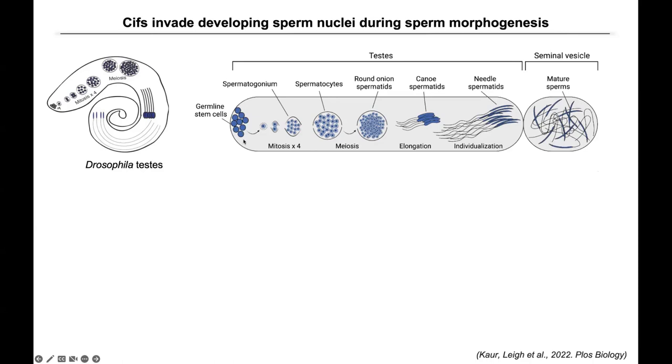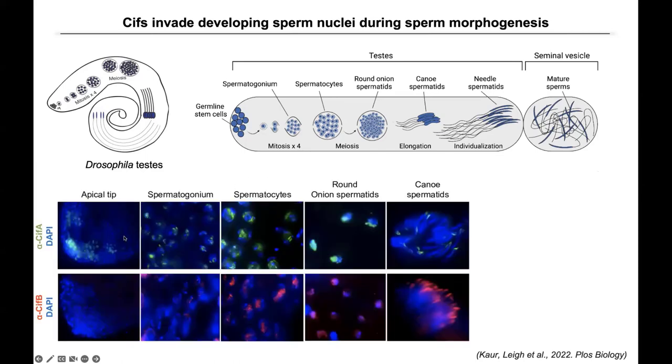Okay, so now that we know how the sperm morphological process occurs, we looked at the CIF localization. How are they interacting with these spermatogenic stages? Here, the sperm nuclei are labeled with blue, DAPI, and CIF-A is in green and CIF-B is in red. So CIF-A, we found in the apical tip at the germline stem cells, localized with the nuclei. Then it goes into the spermatogonium nucleus, into the spermatocyte nucleus, and co-localizes with the round onion spermatid stage. And after elongation, CIF-A is transferred to the tip of the sperm nuclei. Not in all of the spermatids, but in a few of them, meaning that CIF-A is reduced in abundance and only goes into some of the sperm nuclei heads.